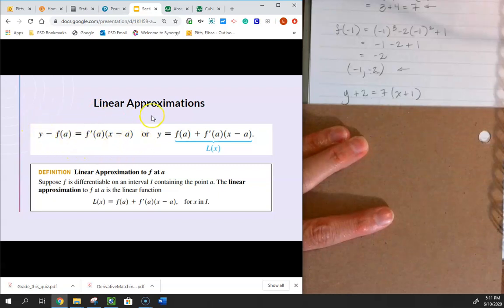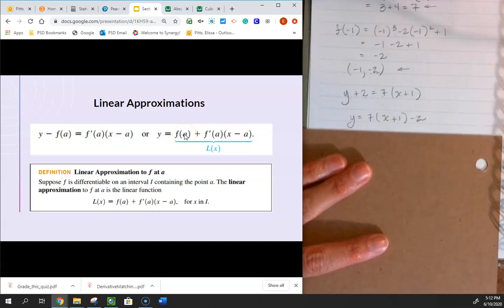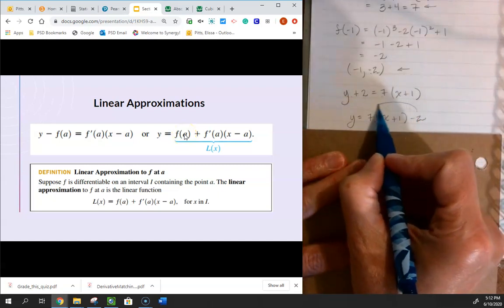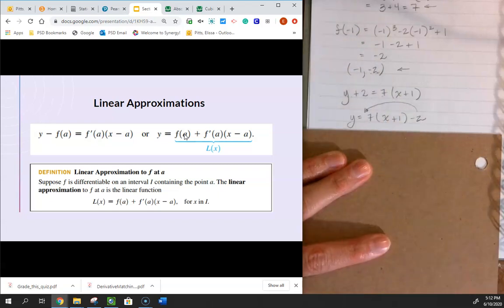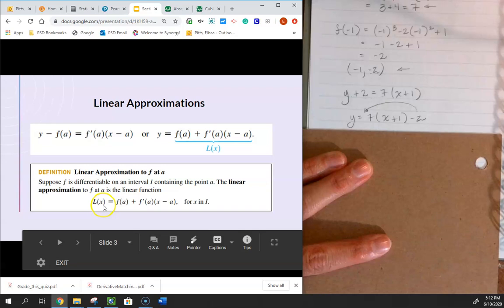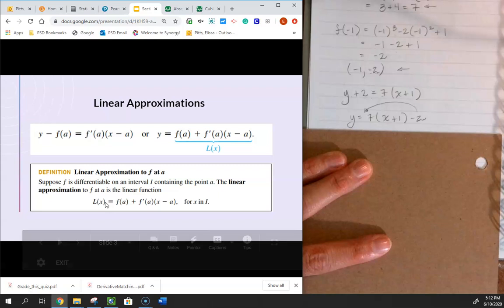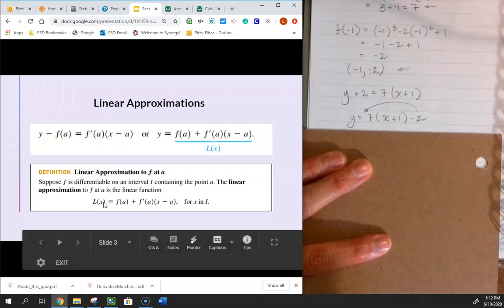The only difference from this step to this step is that they've added f of a to both sides of the equation. So it's basically this step, except that the negative 2 would be written in front: negative 2 plus 7 times the quantity x plus 1. So these two things represent the equation of the tangent line at that point, and they call this whole thing the linear approximation. This is just notation that your book uses. You could call this y, but they call it L of x. In your homework, they're going to ask you what L of x is, and that's just in place of y in the equation of your tangent line.